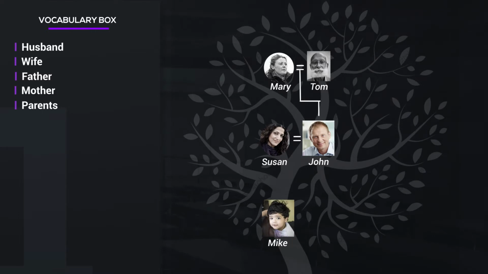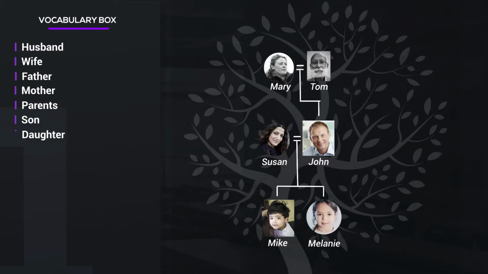This is Mike. Mike is John's son. This is Melanie. Melanie is John's daughter. Mike is Melanie's brother. Melanie is Mike's sister.